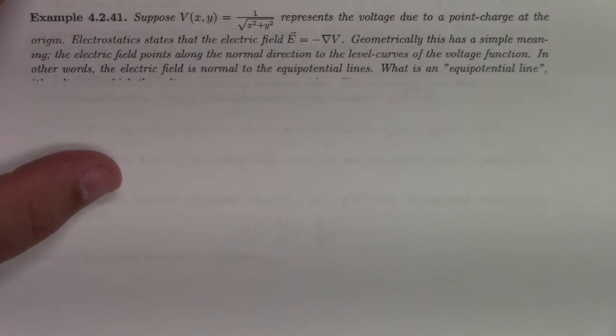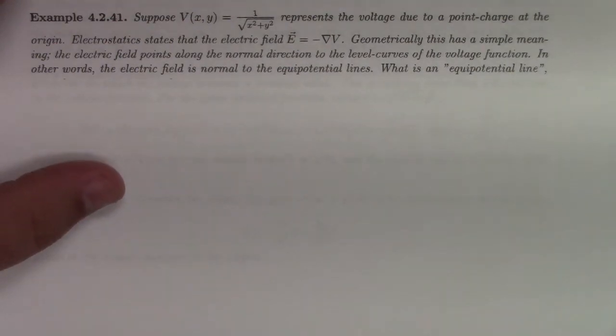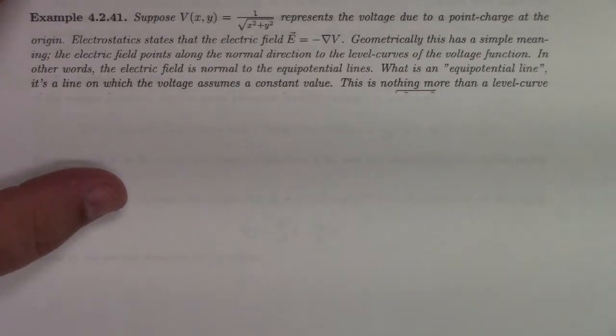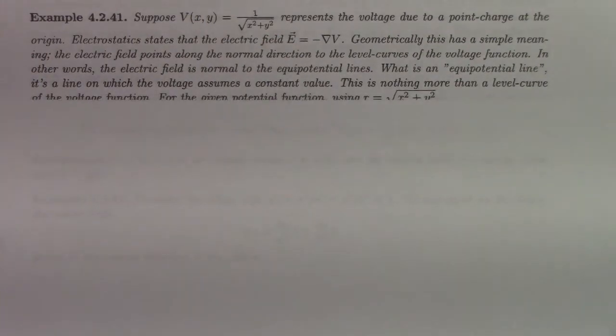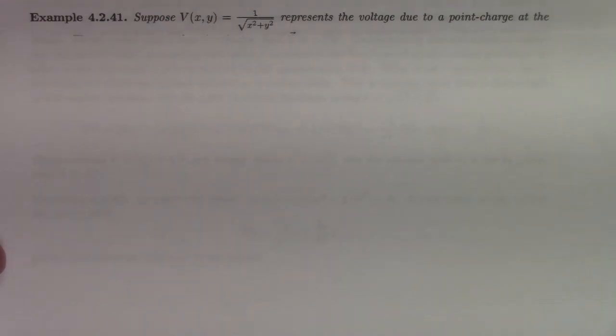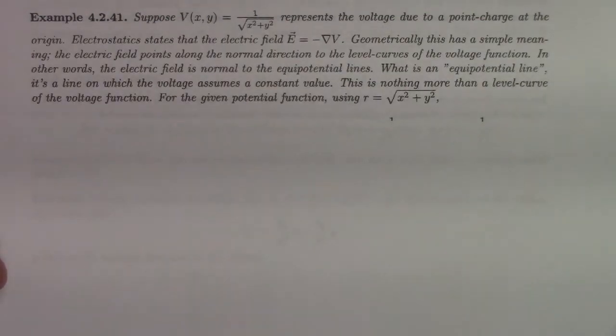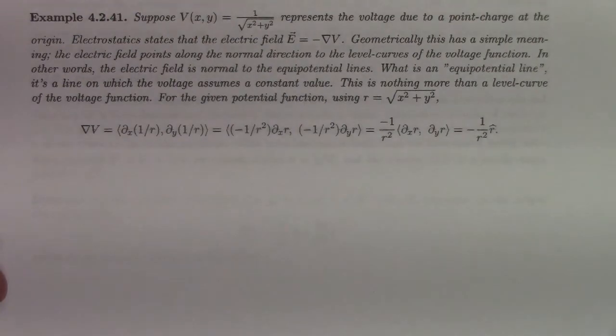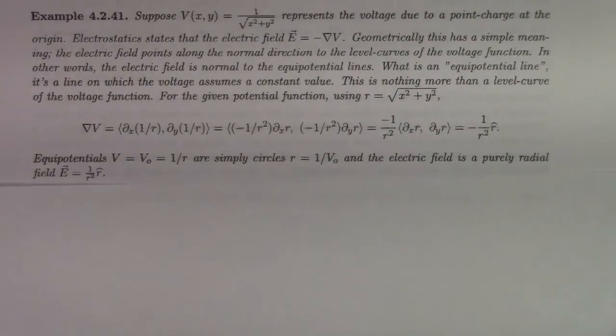level curves of the voltage are commonly called equipotential lines in physics, and an equipotential line is just a line in which the voltage has a constant value. And so for this one, if you set v equal to a constant, you get nothing more than a circle. Let's see here.